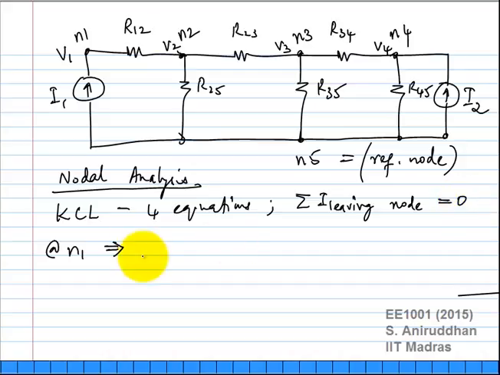Okay, so what does it say? What is the current leaving N1? So you have minus I1, right, plus (V1 minus V2) by R12 is 0. Correct? Okay.